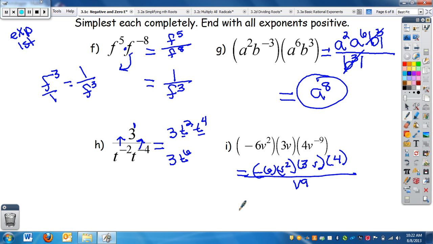I am not done, and I know for 2 reasons. All my exponents are positive, so that's great. But I have numbers, and we're multiplying, so I have negative 6 times 3 times 4, which gives me negative 72. And then I can look on the top. I have 3 v's on top. I have 9 v's on the bottom. So who has more? Well, I have more v's in the denominator than I do in the numerator. How many more? That's v to the 6th.